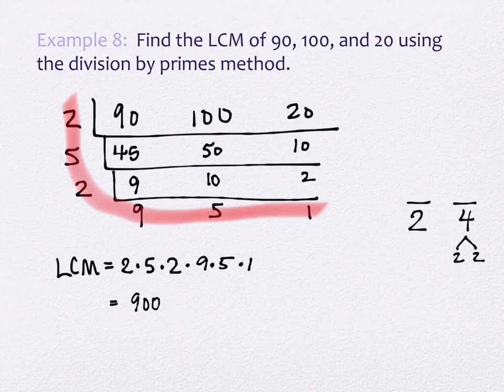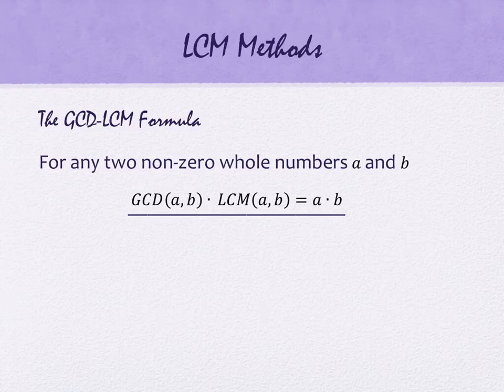All right, there's an interesting formula that relates the greatest common divisor and least common multiple together. It says the following: for any 2 non-zero whole numbers a and b, if you find the greatest common divisor of the numbers, and you multiply it by the least common multiple of the numbers, you will get the same thing as if you'd multiplied the numbers together to begin with.